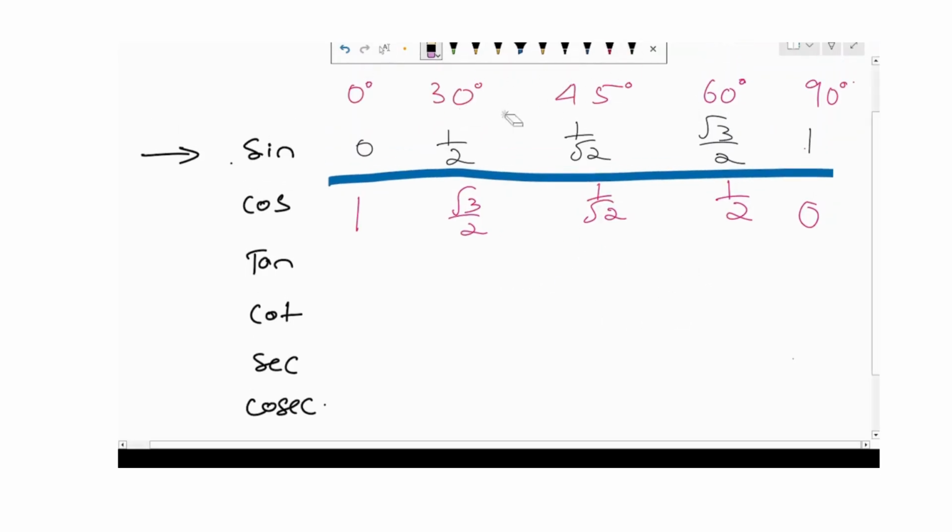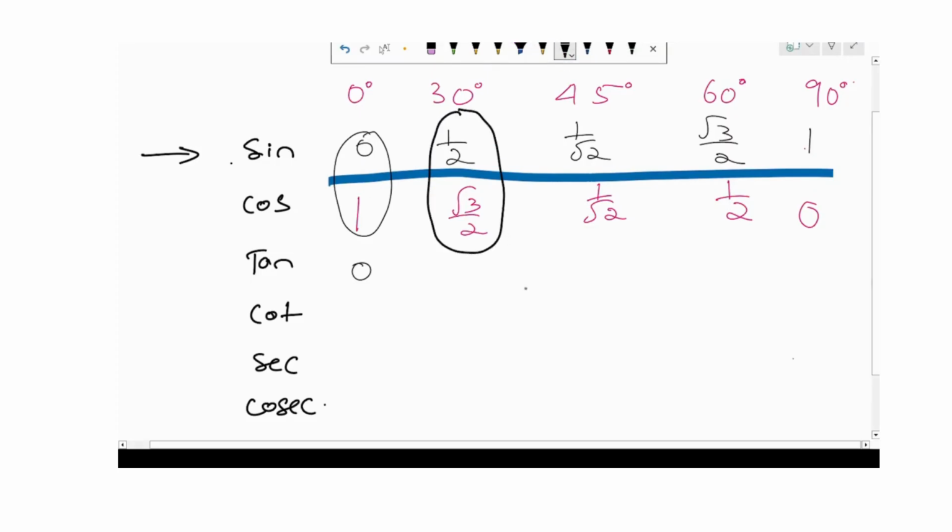Let's go with tan 0. Tan 0 is nothing but 0 divided by 1. Just take this value, 0 divided by 1. 0 divided by any value is 0. Tan 0 degrees is 0. Next, tan 30.